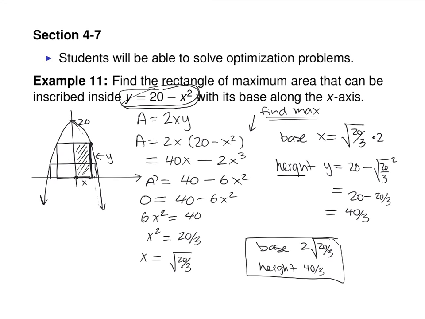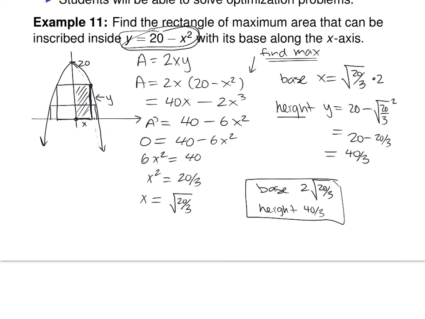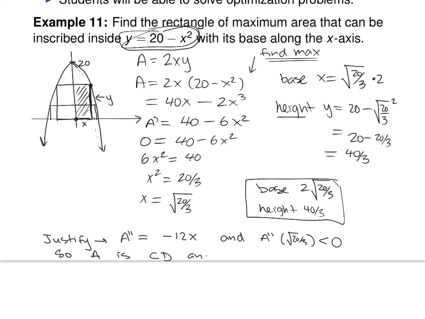One more thing. On your test, I will ask you to justify. So how do you justify and tell me that you know it's actually a maximum? What's the easiest thing to use? So the second derivative is negative 12x. And the second derivative with root 20 over 3 plugged in is negative. So A is concave down, and this is a max.